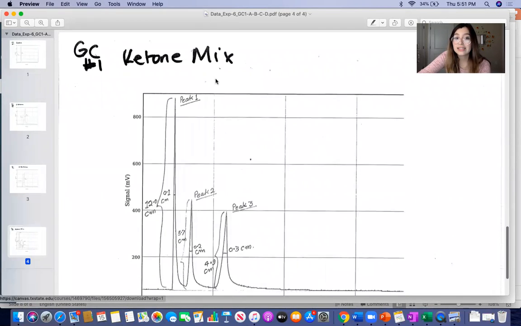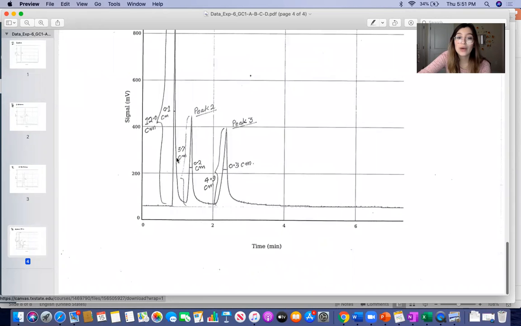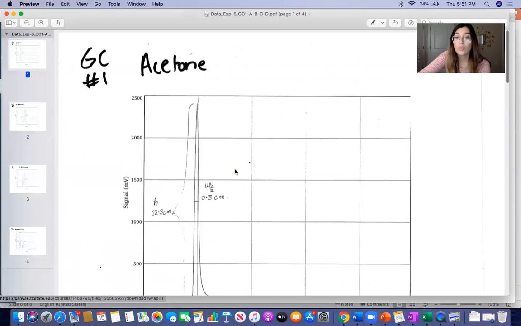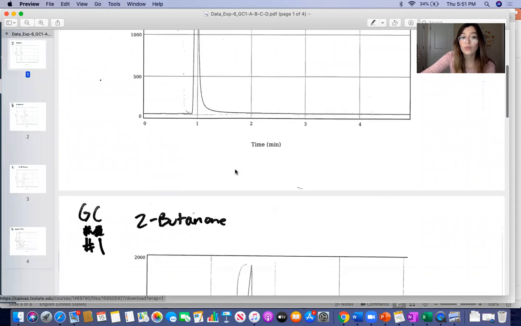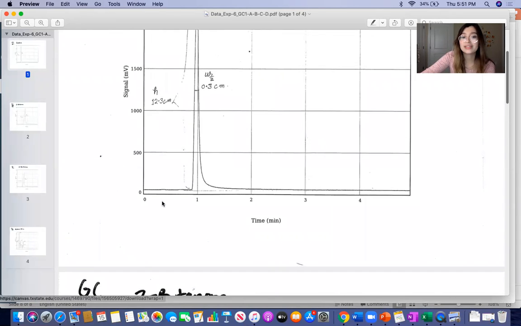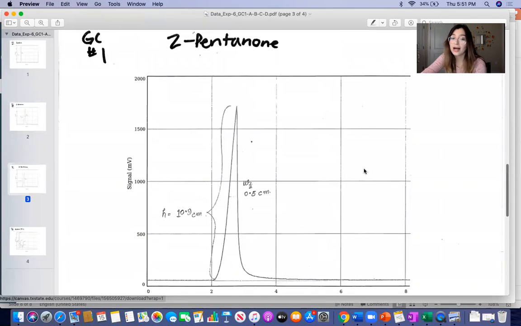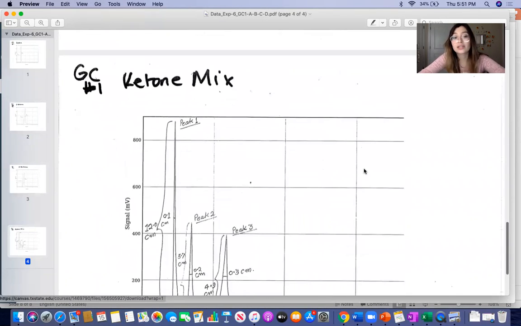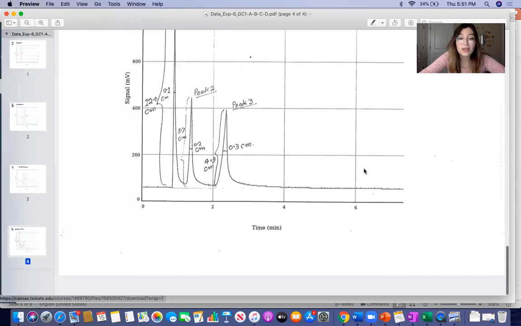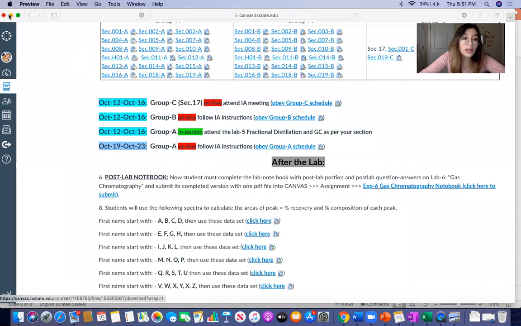Ketone mix. This is a mix. So as you can see, you have 3 peaks. When you are doing your discussion, make sure you add why you got that percent composition. What do you know about the retention time? Why are they so close to the zero, or why are they so far from the zero in time? Make sure you include all of that and you discuss why. Okay. And that is all I have.